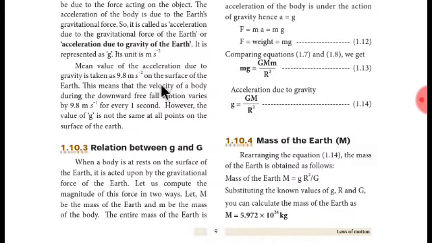Okay, this means that the velocity of a body during downward free fall motion varies by 9.8 meters per second for every 1 second. So what they are saying is that if you leave the ball from 0 velocity, within 1 second the ball will attain a velocity of 9.8, and after 1 more second the velocity will increase to 9.8 plus 9.8.